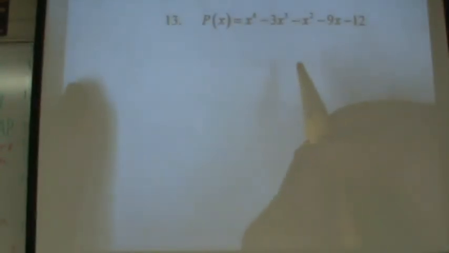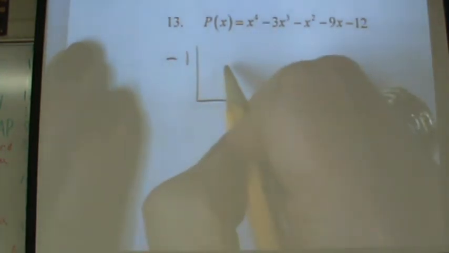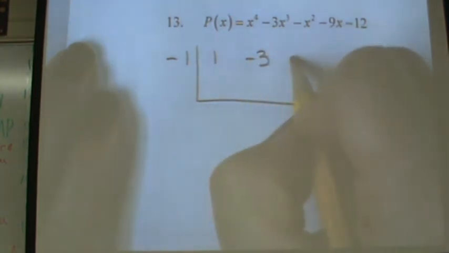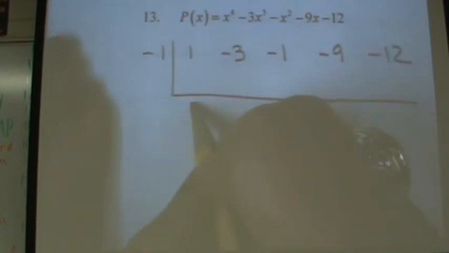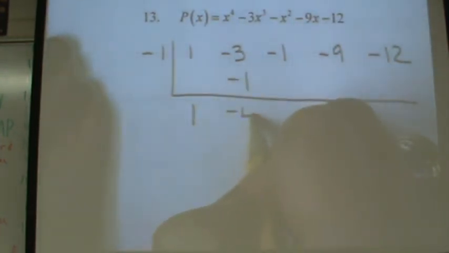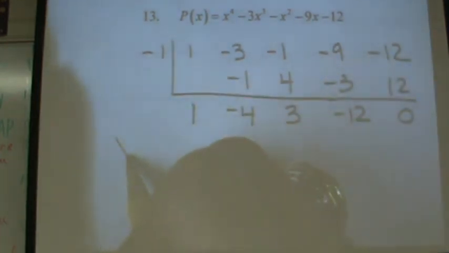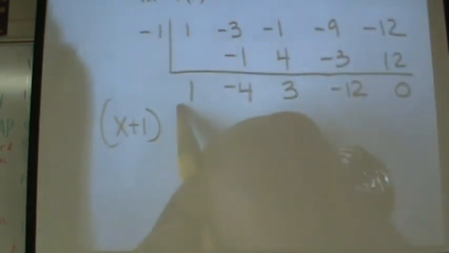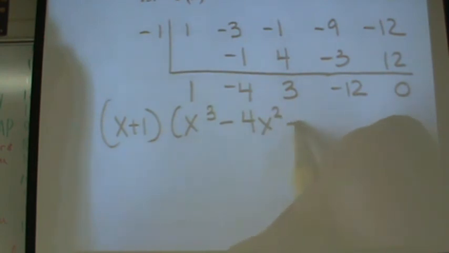Number 13. For this one, you're going to do P over Q, and I'm going to tell you negative 1 works. Negative 1 will work. 1, negative 3, negative 1, negative 9, and negative 12. So bring down the 1, you get negative 1, negative 4, 4, 3, negative 3, negative 12, positive 12, and 0. So you have x plus 1 with this 0, and then you have x cubed minus 4x squared plus 3x minus 12.